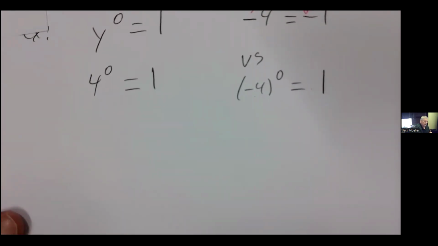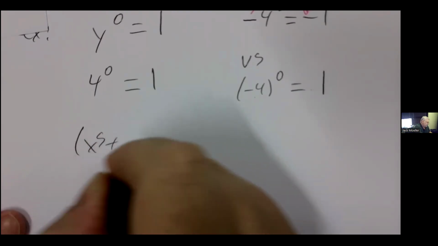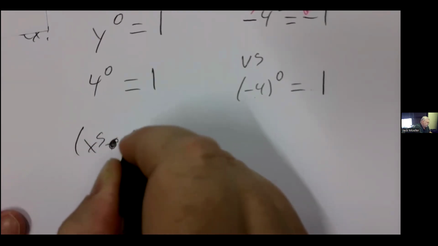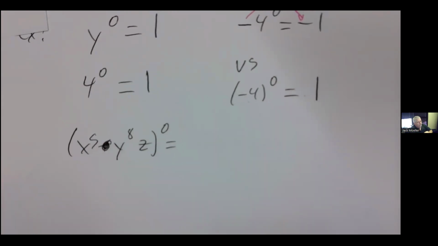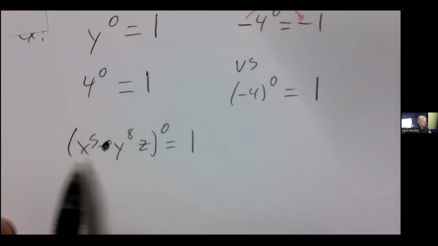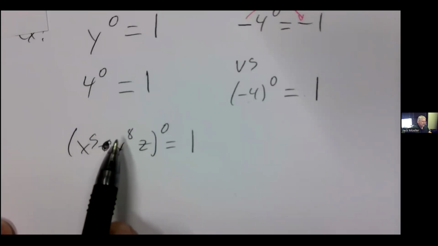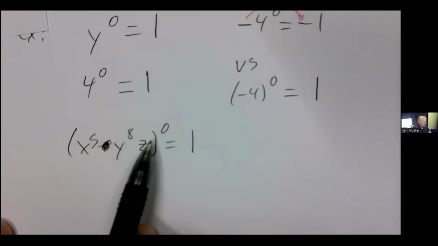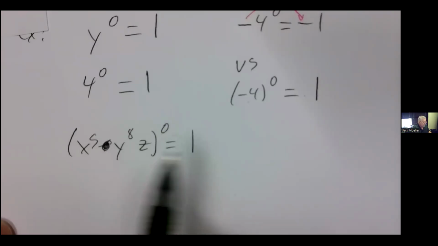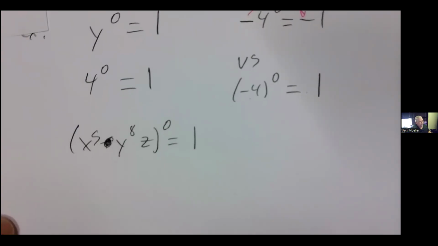Just to give you a messy version of this, how about x to the 5th times y to the 8th, z all to the 0 power. What are we saying? 1? Because I don't care what this is inside the parentheses as long as it's not 0. This is something to the 0 power, which means we're doing this divided by itself, which is 1.